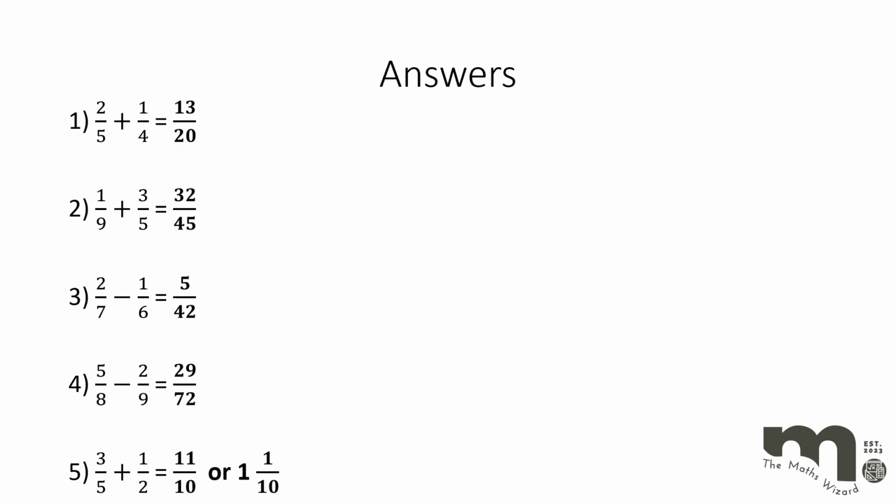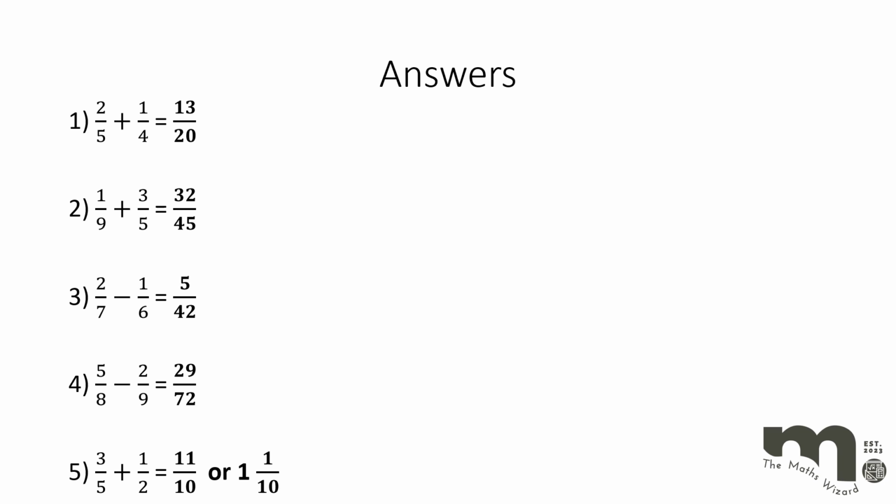Okay, and here are your answers to these. So I'll pay particular attention to that bottom one here. So you will notice here, you end up with 11 over 10. Now, if they do not ask you to write your answer as a mixed number, you can just leave it as 11 over 10. But there might be some examples where they say write your answer as a mixed number. So the way that you would do that is like this.